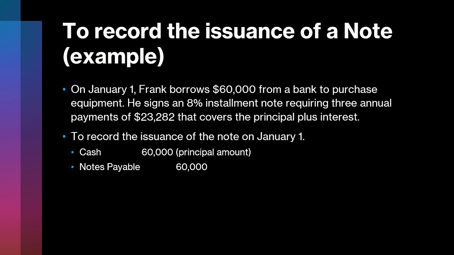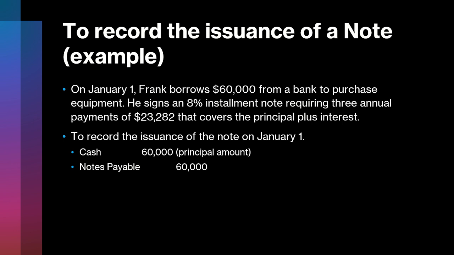Since cash is an asset, debiting it increases the balance in the cash account. Frank will also need to credit notes payable, which is a liability account, by $60,000. By crediting this liability account, you are increasing the balance in that account. That's recognizing that the cash received is a loan that needs to be paid back by Frank in the future.